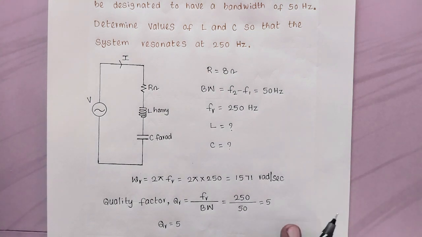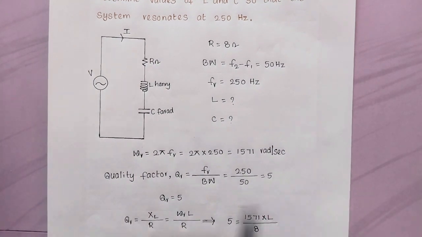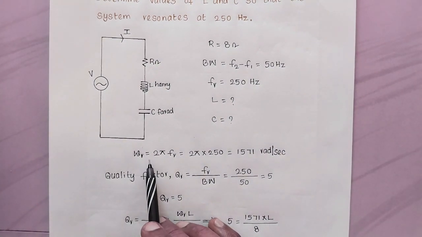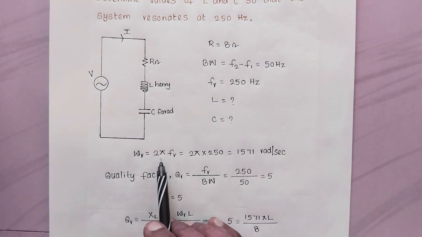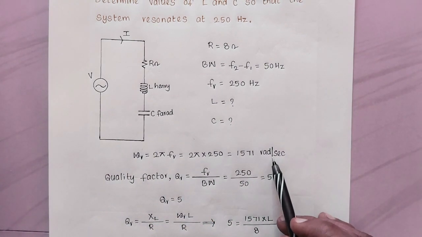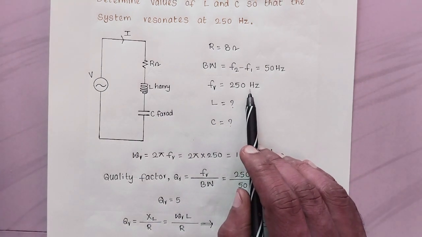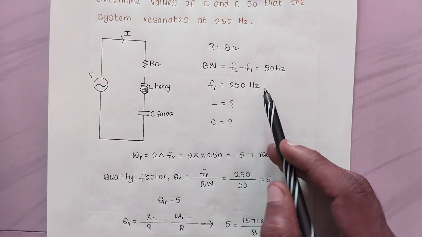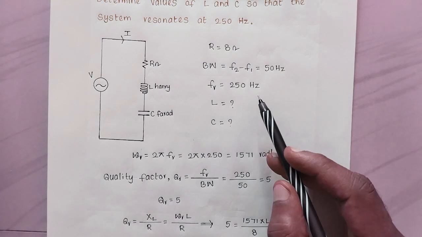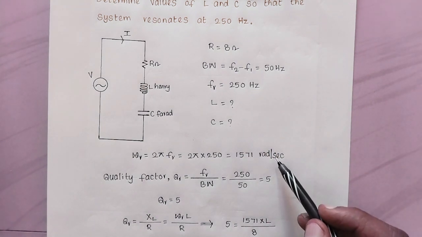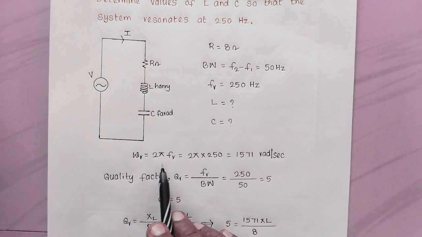So here first let us find the value of omega R, that is the resonance frequency in radians per second. So we know the resonance frequency in hertz, that is 250 hertz, but let us find that resonance frequency in radians per second. So that is 2 pi fr.